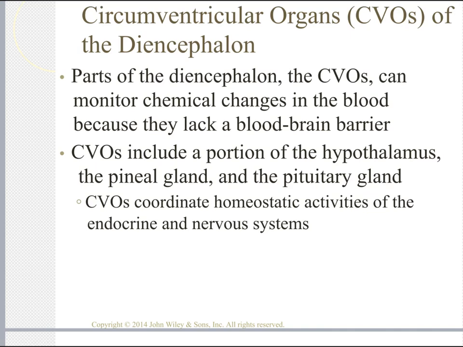So basically, to summarize, circumventricular organs are structures that permit polypeptide hypothalamic hormones to leave the brain without disrupting the blood-brain barrier. It's also going to allow substances that do not cross the blood-brain barrier to trigger changes in brain function.